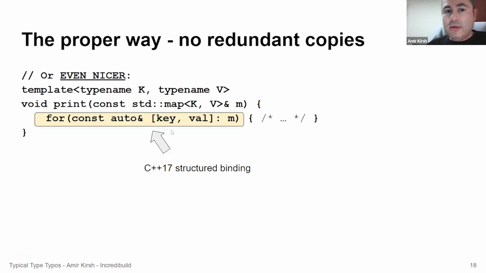Even nicer, we could even do a for loop that uses structured binding, and then we can get the key and the value out of the map into actual key and value variables. So this is also another possibility.